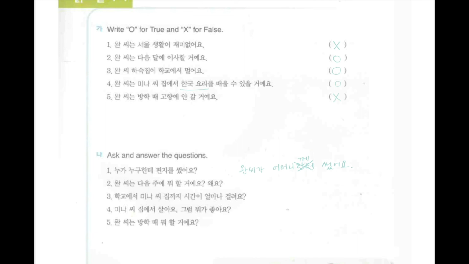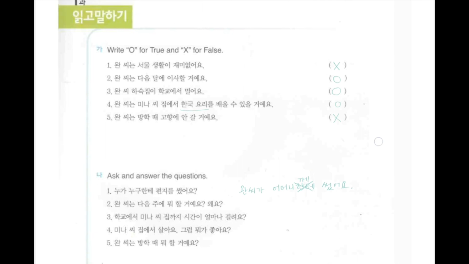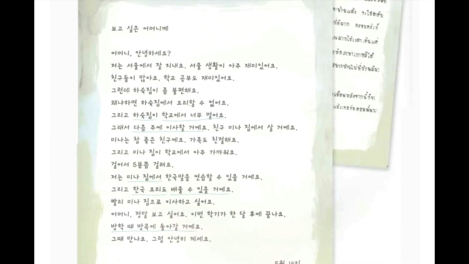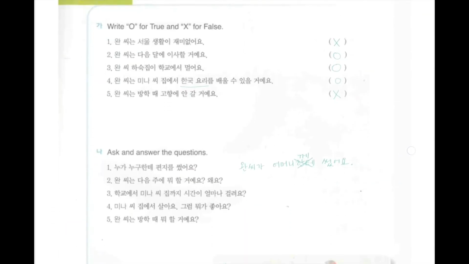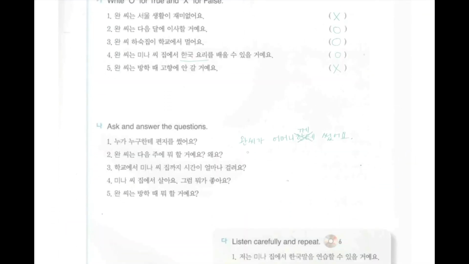자, number two. 완 씨는 다음 주에 뭐 할 거예요? 자, 다음 주에 완 씨 뭐 해요? 이사할 거예요. 자, 왜 해요? You can choose either. 하숙집이 좀 불편해요. Or, 하숙집이 학교에서 너무 멀어요. So you can choose either for the reason. But I will write 다음 주에 이사할 거예요.